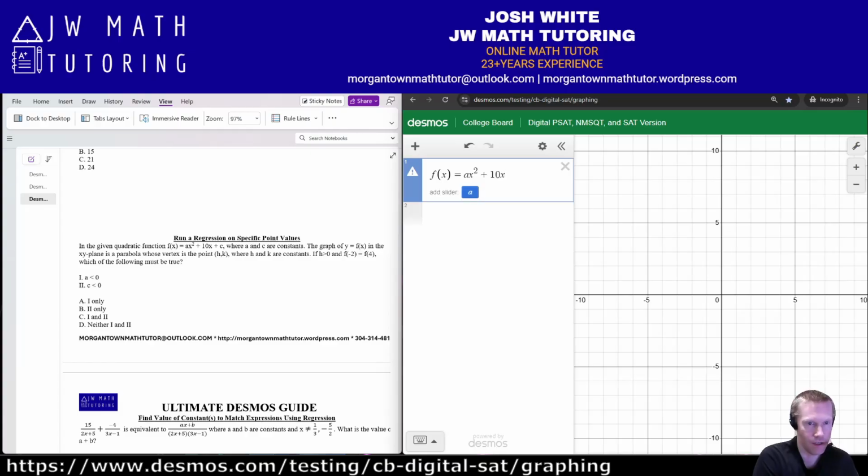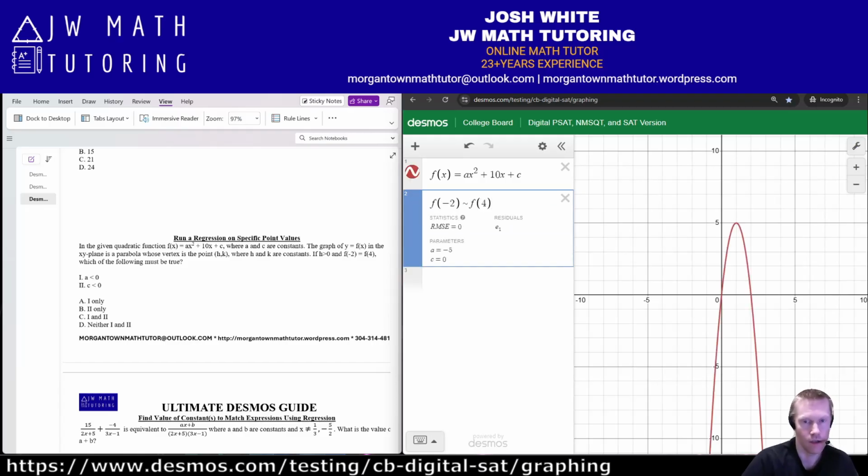is type in this function, and then we're going to run a regression where I regress f of -2 to f of 4. In other words, it's saying for this f of x function, when I plug in -2, I get the same y value as I get when I plug in 4.